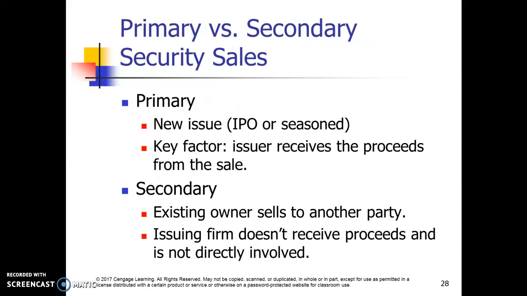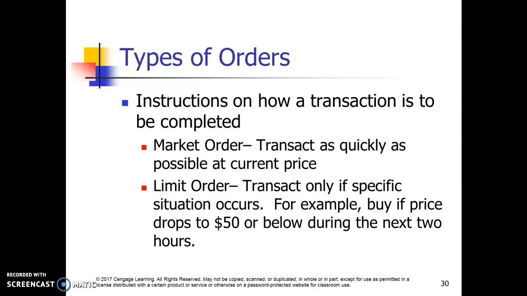So primary, when you have newly issued stocks, IPOs, and then this is when the issuer receives the proceeds. So company A goes with an IPO, they get the money that the people invest, right, and the proceeds from that sale. Secondary is when an existing owner sells to another party. If I'm an investor and I own stock in company A and I sell it to another investor, I get the proceeds. That's the secondary market.